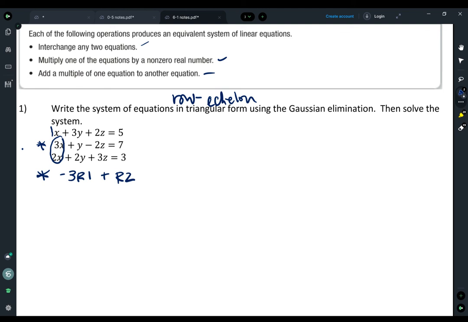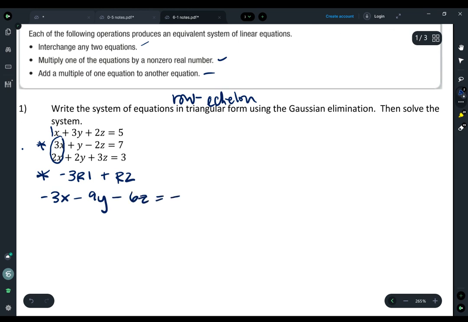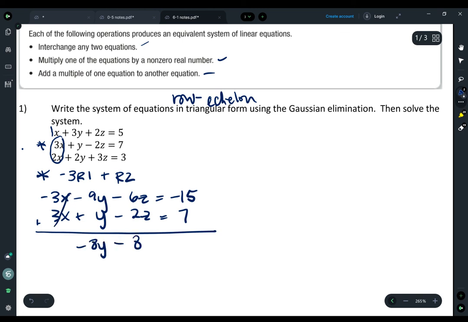So let's go through and multiply the first row by -3. That gives us -3x minus 9y minus 6z equals -15. And then I want to copy down row 2 the way it is. And then we're going to add them together. So x's are gone. We have -8y minus 8z equals -8.